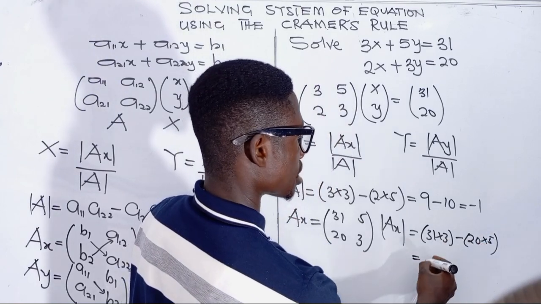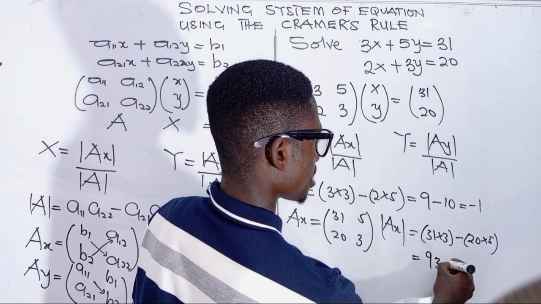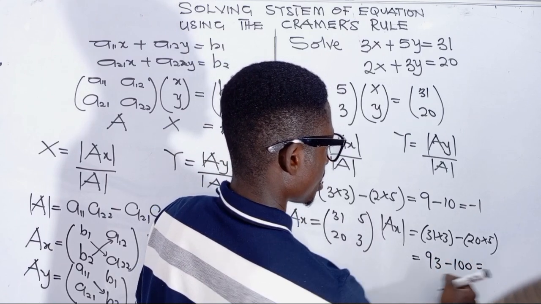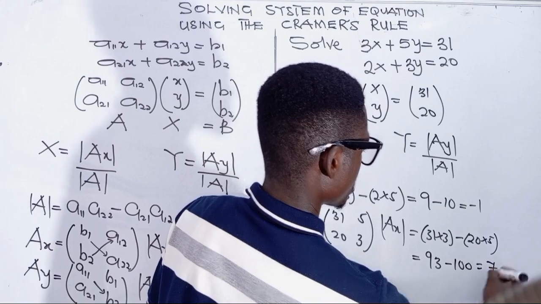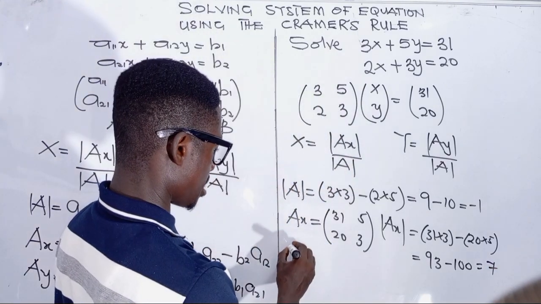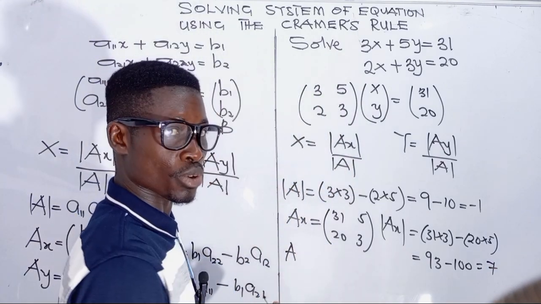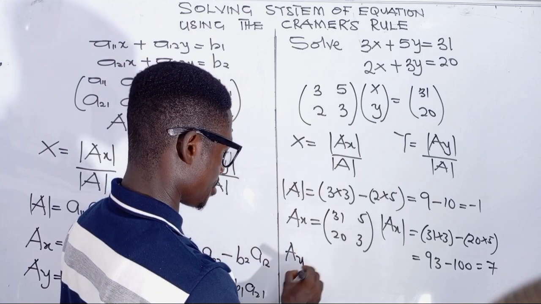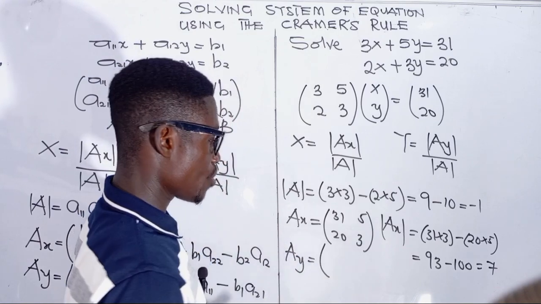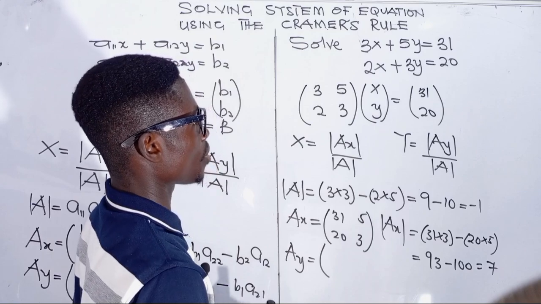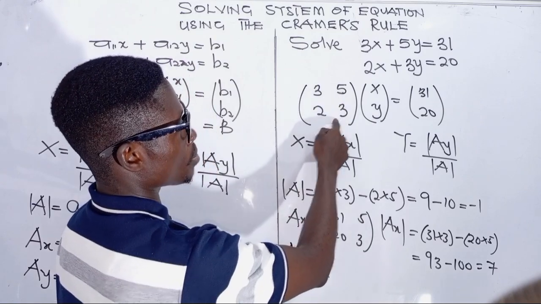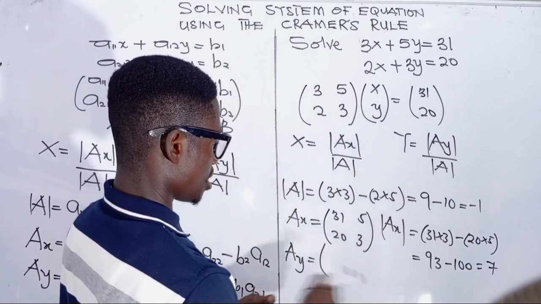This is going to give us 93 minus 100, and we will have 7. Let's look for the determinant of Ay, but first of all, we have to find our Ay. Now Ay means we have to replace the second column with the constant matrix.